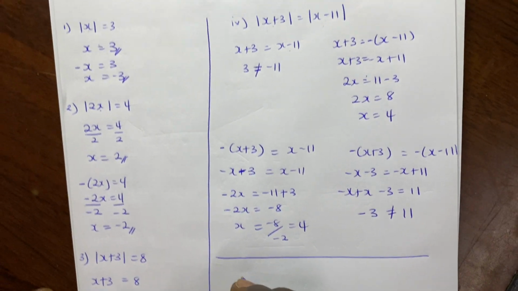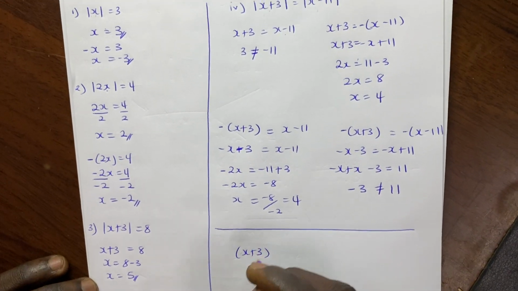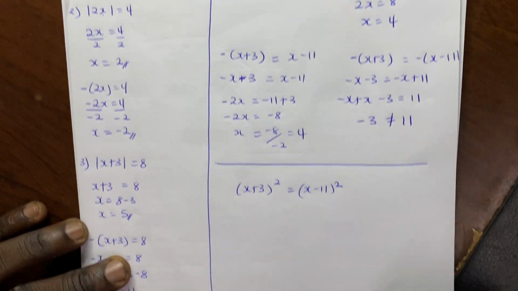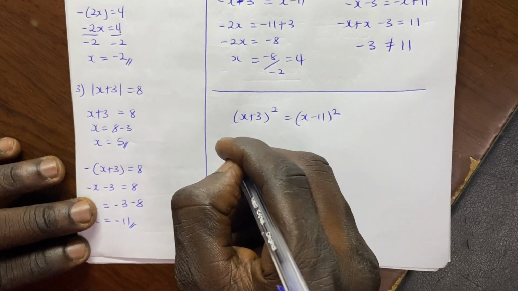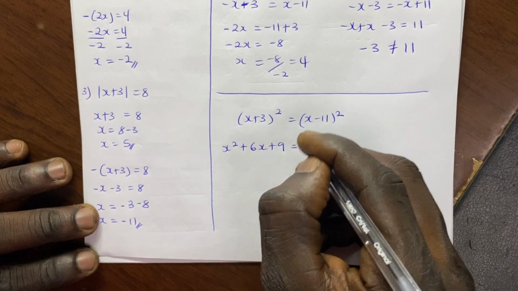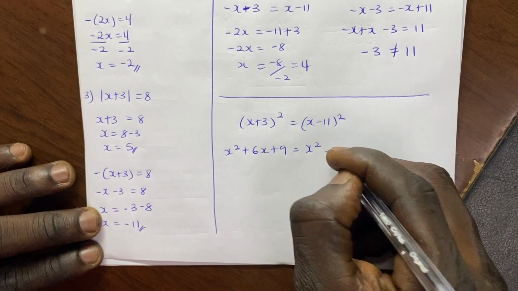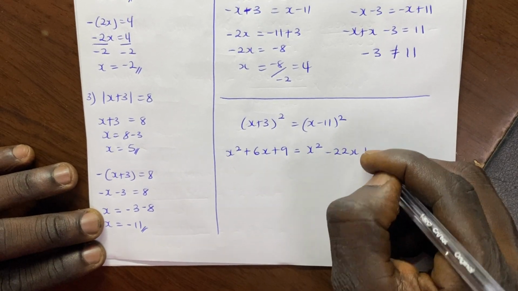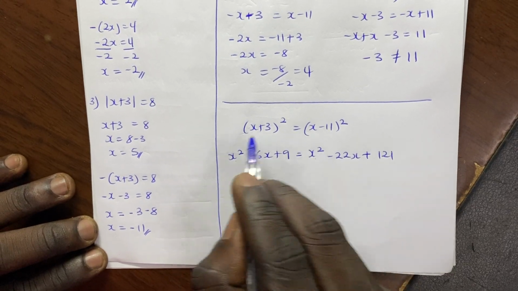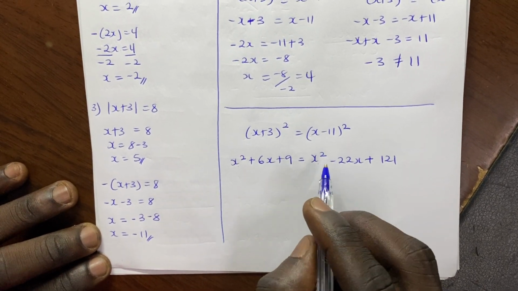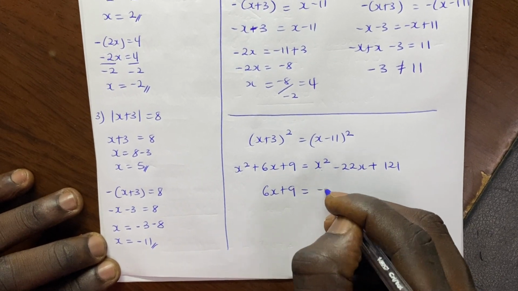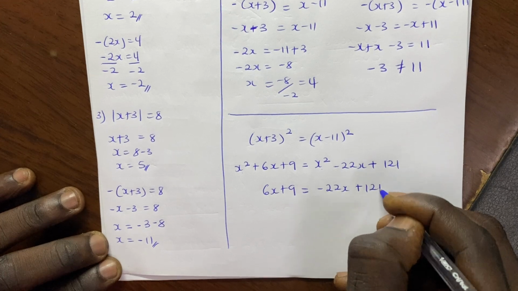So when we square both sides, we are going to get x plus 3 squared is equal to x minus 11 squared. Expanding this, we are getting x squared plus 6x plus 9 equal to x squared minus 22x plus 121, that's 11 squared. We have x squared here, x squared here. When this comes here, we are going to get x squared minus x squared, which is going to give us 0. So now we are left with 6x plus 9 is equal to minus 22x plus 121.